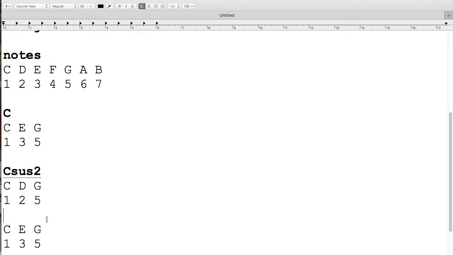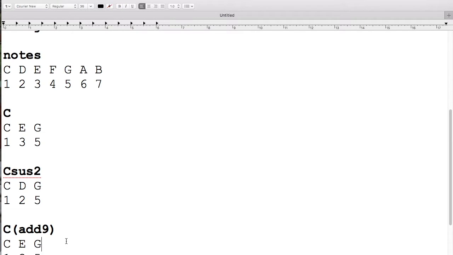So again, here's our C chord, but we're going to turn it into an Add9. I like to put the Add9 in parentheses. Not everybody does that, but I like to do that. So it separates the fact that it's a chord and then there's something else going on, which is adding a 9.